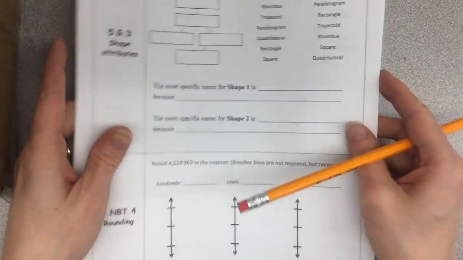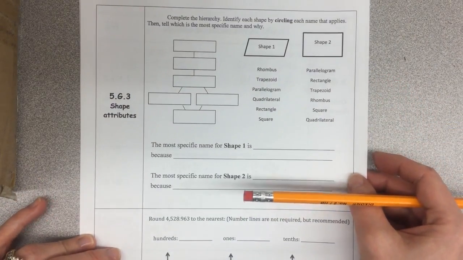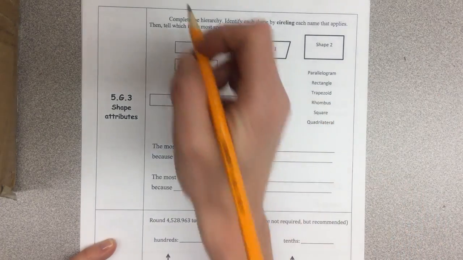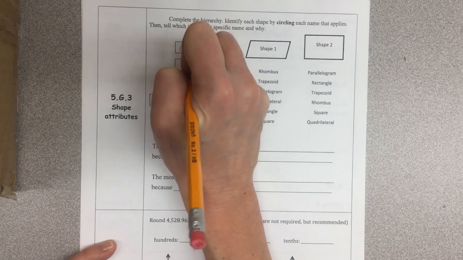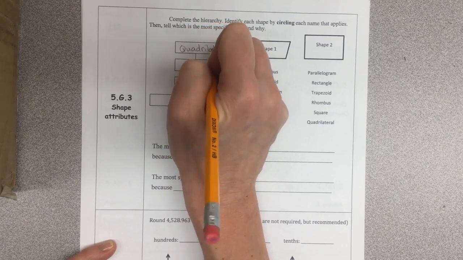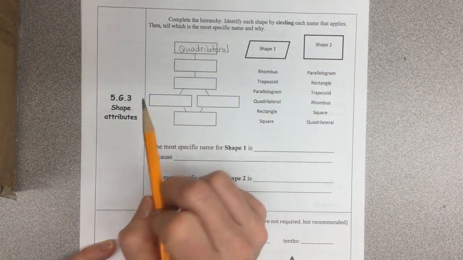Shape attributes. Complete the hierarchy and identify each shape by circling each name that applies. Then tell which is the most specific name and why. So let's fill in the hierarchy here, starting off with quadrilateral. That's our four-sided figures. Any four-sided polygon would be a quadrilateral.